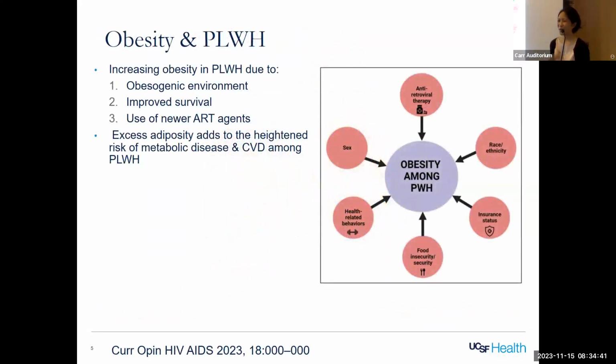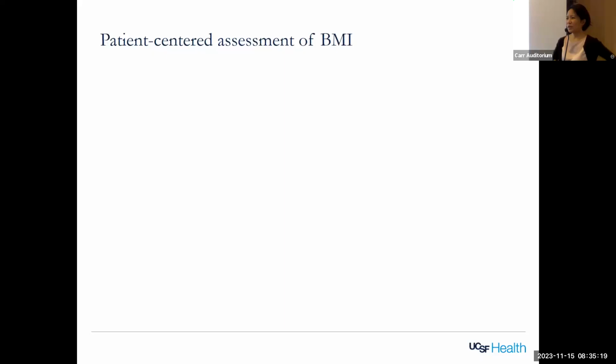And just a word on obesity as it associates with people living with HIV. There is increasing prevalence of obesity in people living with HIV due to, number one, the obesogenic environment, which affects all of human society. We have improved longevity and survival in people living with HIV. And then there is some weight association with newer antiretroviral treatments that have differential effects on appetite. And the increasing prevalence of obesity is adding to the heightened risk of metabolic disease and cardiovascular disease among people living with HIV.